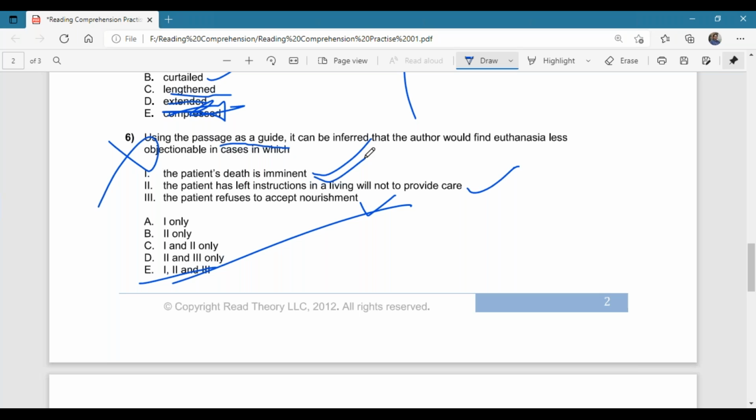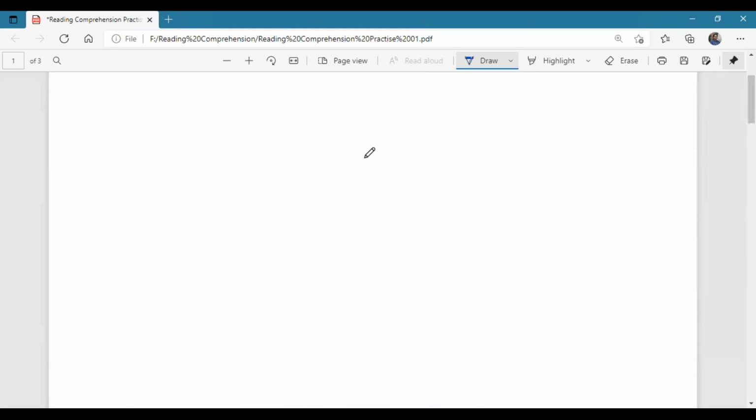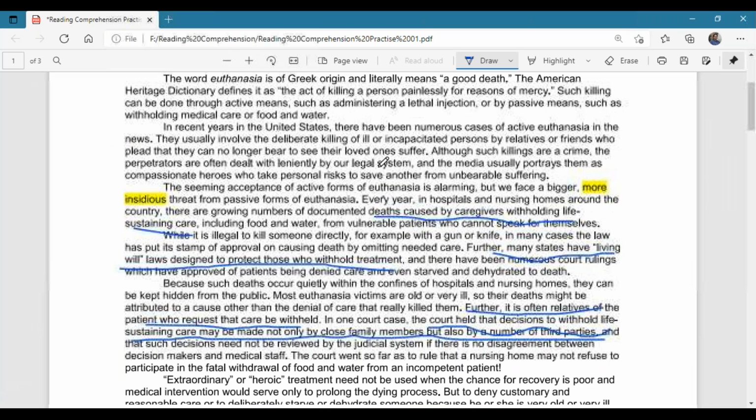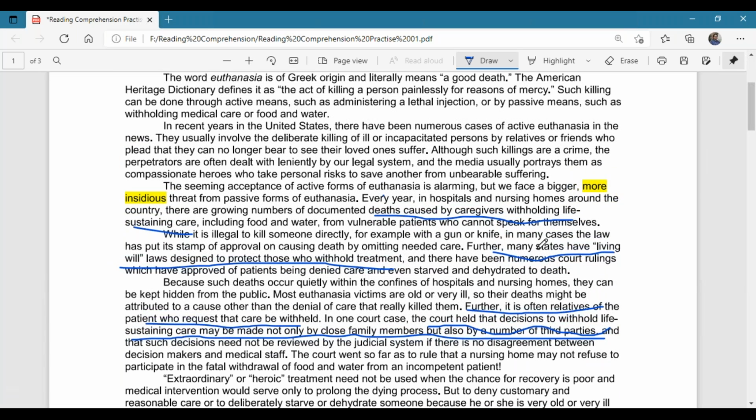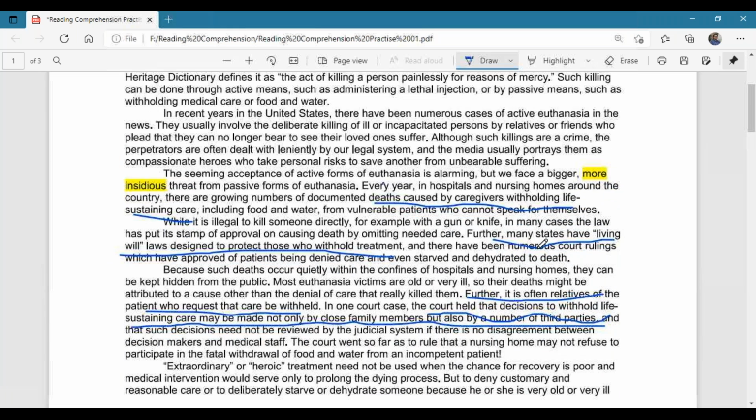And also, if you go back to our previous question, the author is primarily concerned about death by withholding care of those who cannot make wishes of their own.